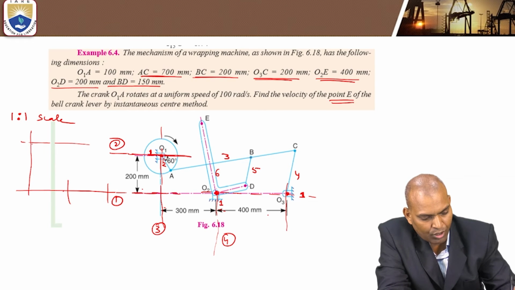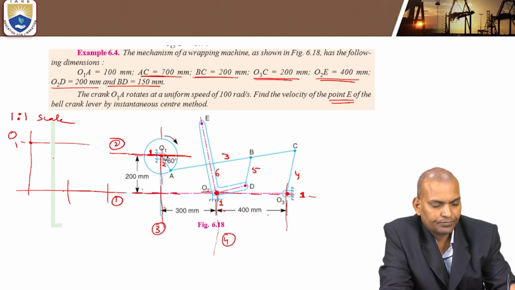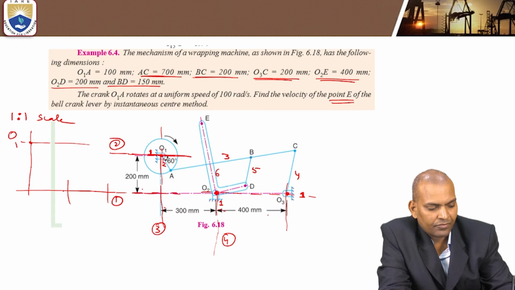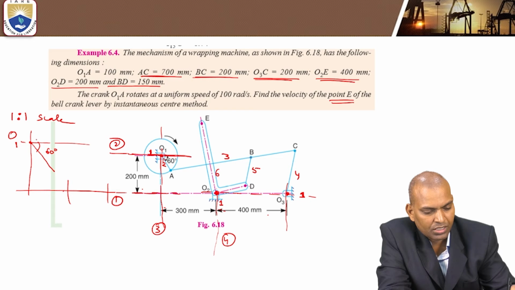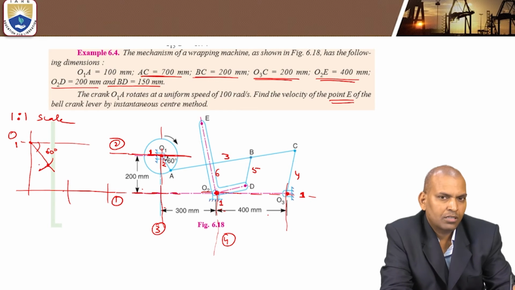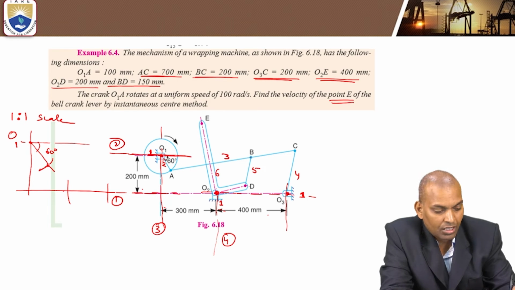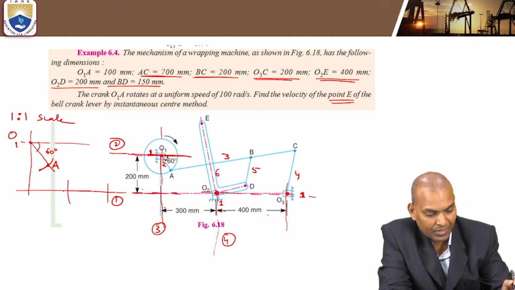Now start by marking point O1. With the help of a protractor, draw an inclined line at 60 degrees. What is the length O1A? O1A is 100 millimeters. With the help of a compass, mark an arc for point A. Then the combinations will begin here.